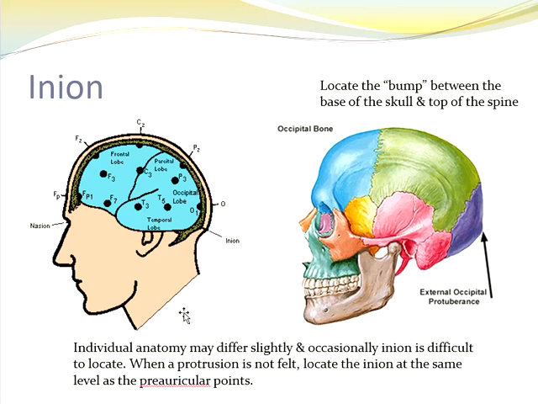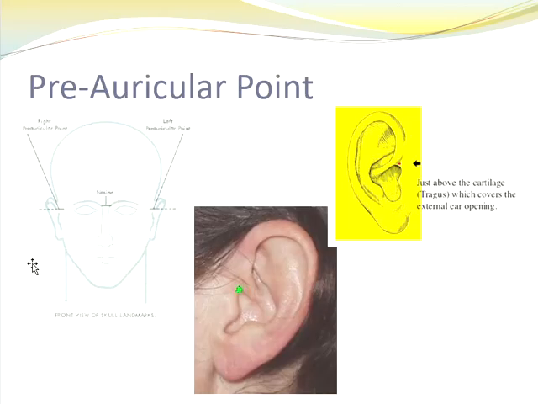If you're absolutely questioning where the Inion is, one trick is to find your preauricular points. The preauricular points are the ridges in front of your ear. Typically, it's very close to the tragus of the ear, which is this little ridge right here. There's usually a little divot right in front of the ear. An easy way to find it is to put your fingers in front of your ear and then open and close your mouth a few times, and you'll feel this indentation. When you do that, that's the preauricular point.